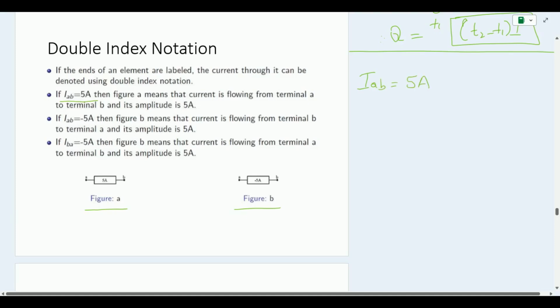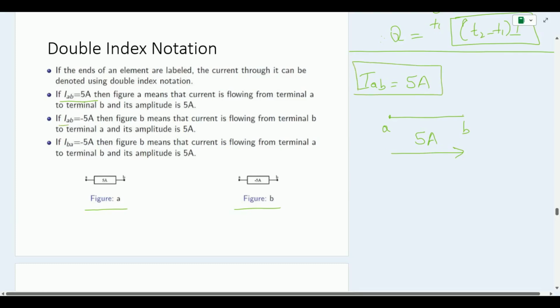5 amperes. So IAB is basically the terminals. Let's say this is A point, this is B point. So here it means that the current of 5 ampere magnitude is flowing from point A to point B. So this is what it means by IAB equals 5 ampere.